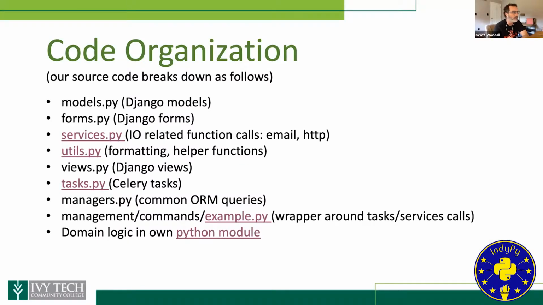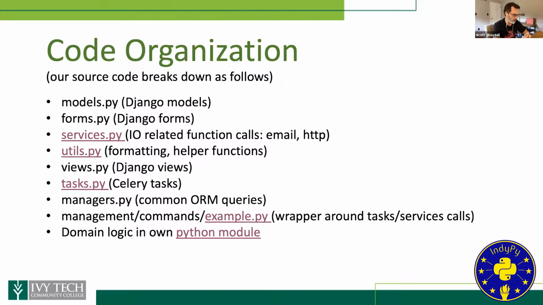So here's how we organize our code. We have a lot of the standard things that you're probably familiar with, and that'd be models, forms, and views. But we also have some additional ones. Services is where we usually stuff I/O related things. That could be email functions, functions that need to make HTTP calls to other third-party services, or some ORM related calls. So anything that writes something to disk, makes a network call, or makes a call to the database could end up in here. We also have utils.